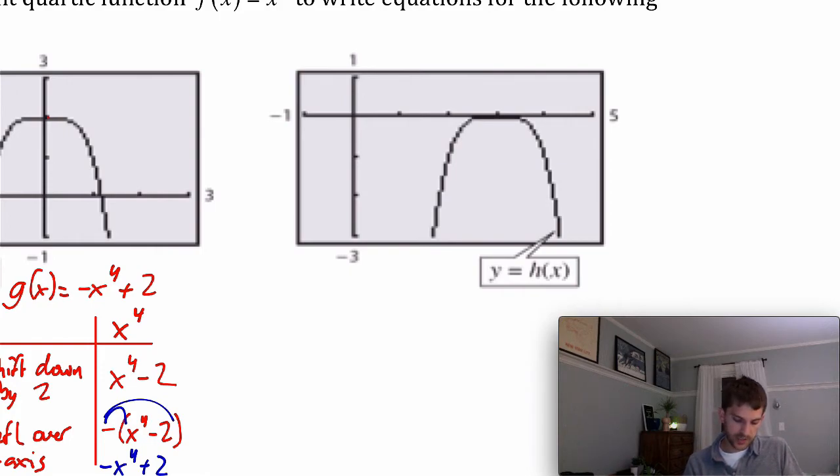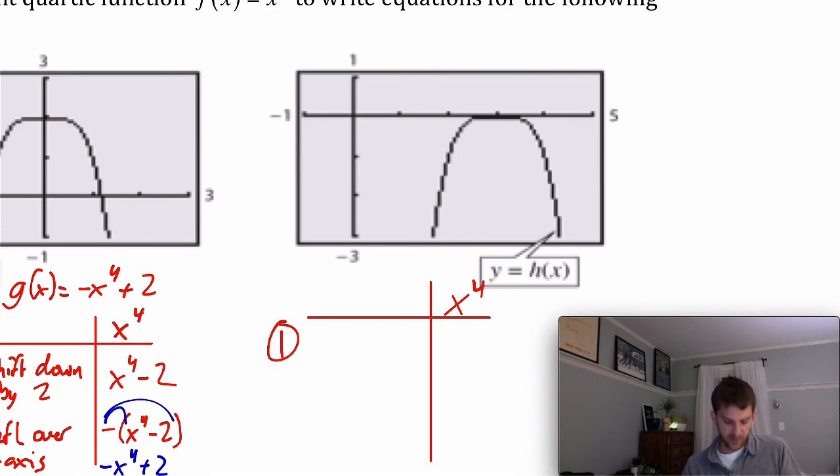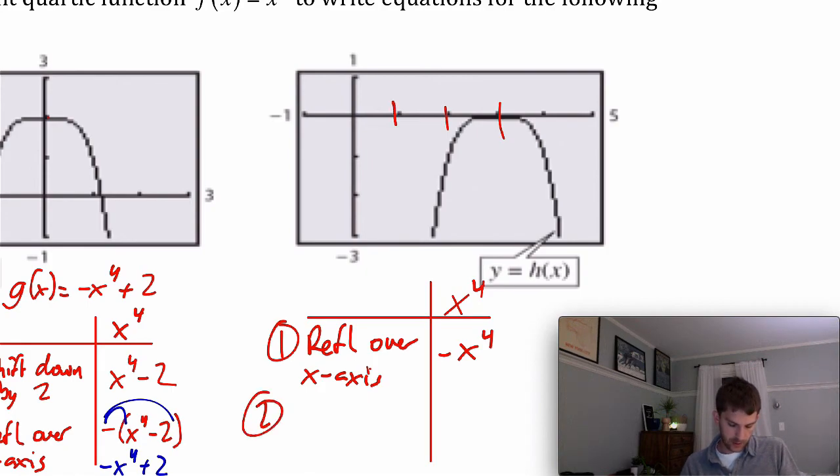So starting off with x to the fourth, this one, the order is not going to make a huge difference. So let's just flip it first. I'm going to say reflect over the x-axis, same as we did the first go around for the other one. So we're just going to make that negative x to the fourth. Now we're going to shift it to the right by, looks like 1, 2, 3 here.